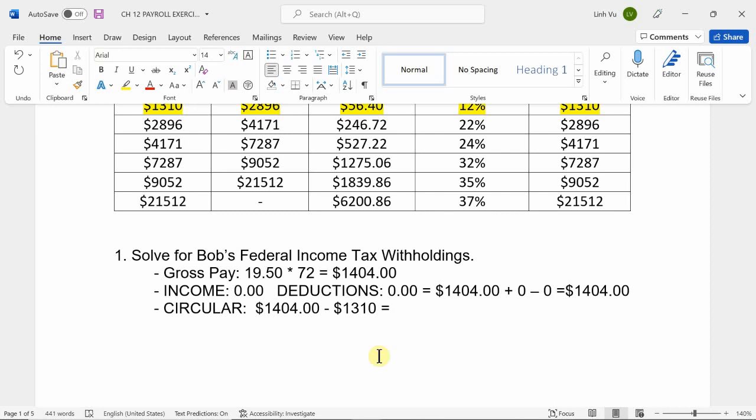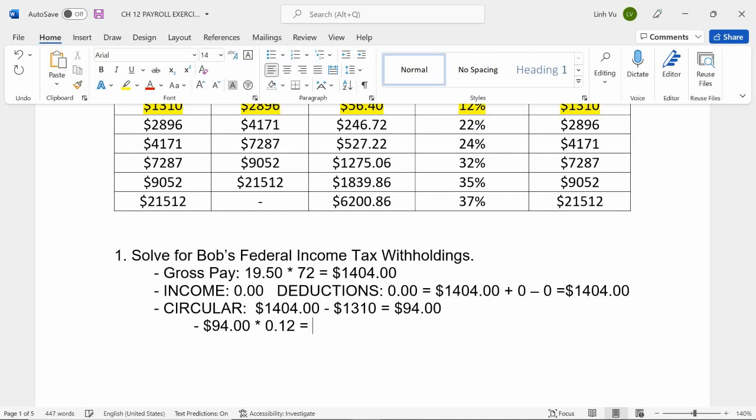So that means that's how much extra money Bob has earned. Now this $94, what happens to this $94? The government takes from him. No, that's not how much they make. This is how much he earned extra. You're going to multiply it by that 12%.